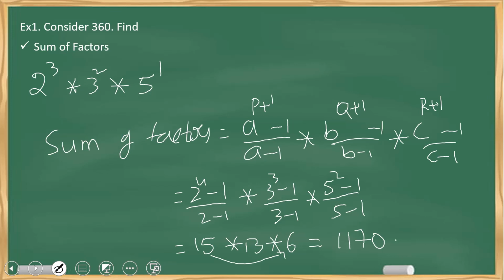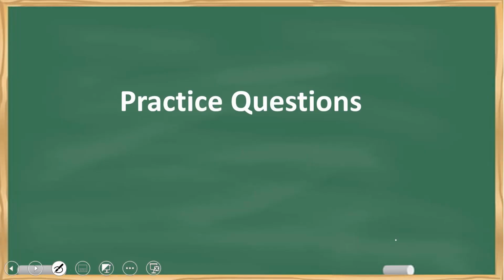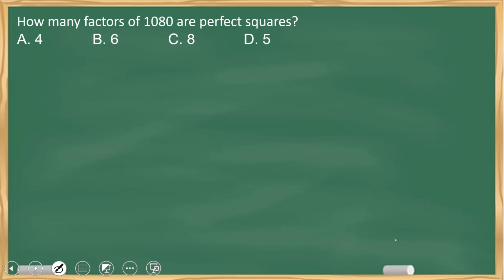Got the point here? This is the basic way you solve the problems. Now when we solve a few more examples, it will be very easy for you to understand the concept. We'll solve some practice questions here, and finally you will understand how to solve the questions and how the questions are asked in any competitive exam or any written test of any company. Clear? The first question: how many factors of 1080 are perfect squares?